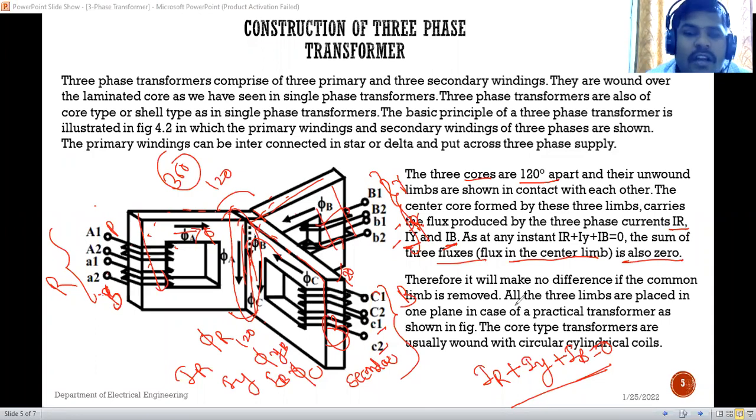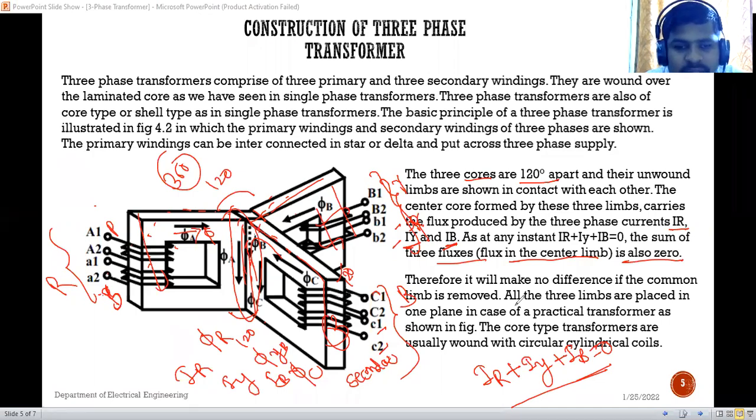Summation of all the current meeting at a junction point is equal to 0. That is IR plus IY plus IB is equal to 0. तिन्हीची जी काय sum असेल equal to 0 असेल. Okay. Therefore, it will make no difference if the common limb is removed. त्याच्यामुळे common limb जो आहे तो जर remove केला, there is no difference.